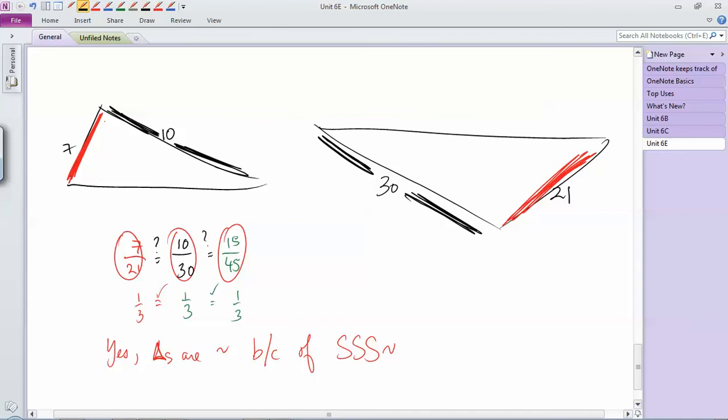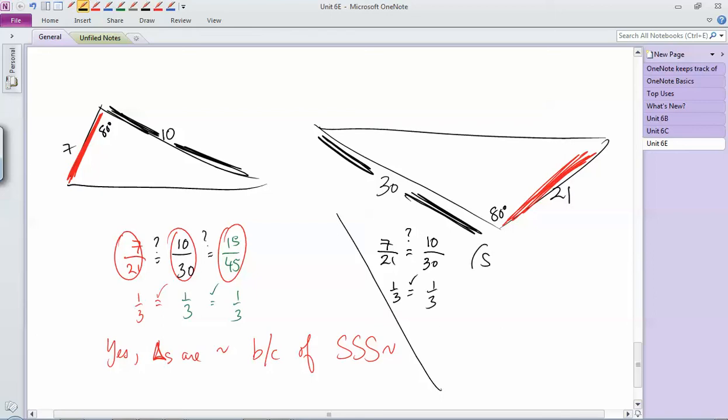But you did know that this angle right here was like 80 degrees, and this one was also 80 degrees. Well, then what you can do instead is pair up the sides that you know. So in this case, the shorter side is 7 connected to the 80, and that's going to go with the 21 connected to the 80, because that's the shorter side in the triangle on the right. And then we're checking, is 7 over 21 the same as the longer sides connected to the 80, 10 over 30? And yeah, we already know that 1/3 is the same as 1/3.